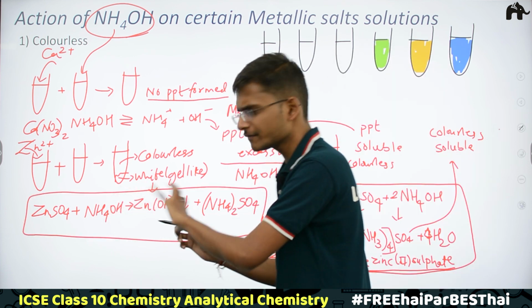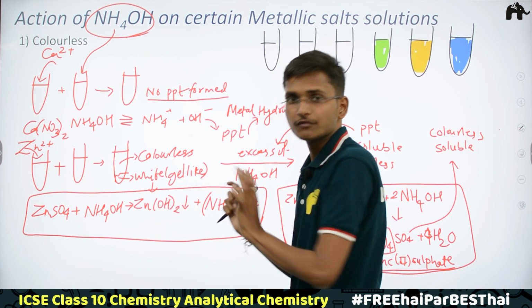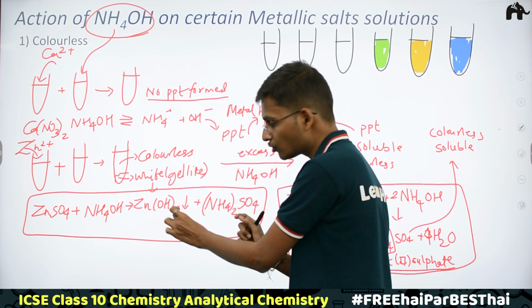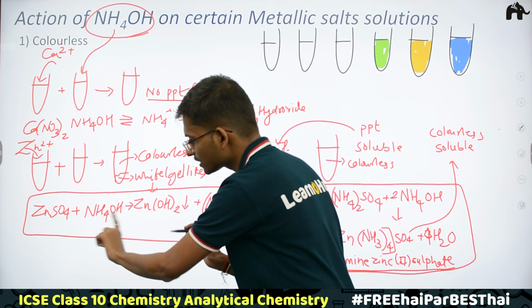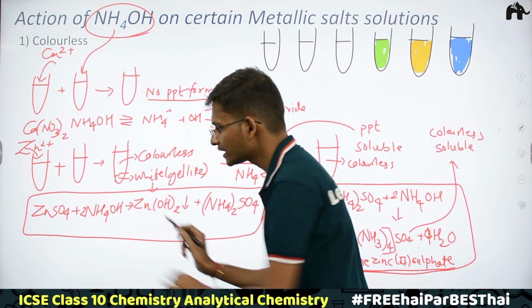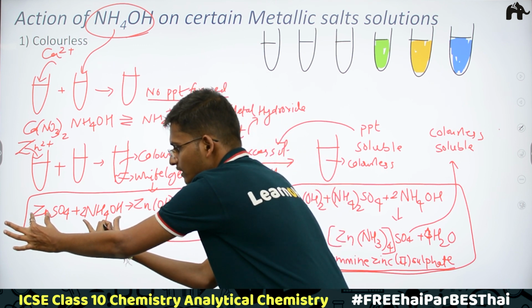The same logic we are going to apply for balancing these hydroxide forming reactions. 2 hydroxide ions are required, since zinc hydroxide has OH twice, right? So this means this NH4OH should be 2, then only 2 hydroxide ions would come. So 1 zinc and 2 hydroxide ions form zinc hydroxide. Now what is remaining?